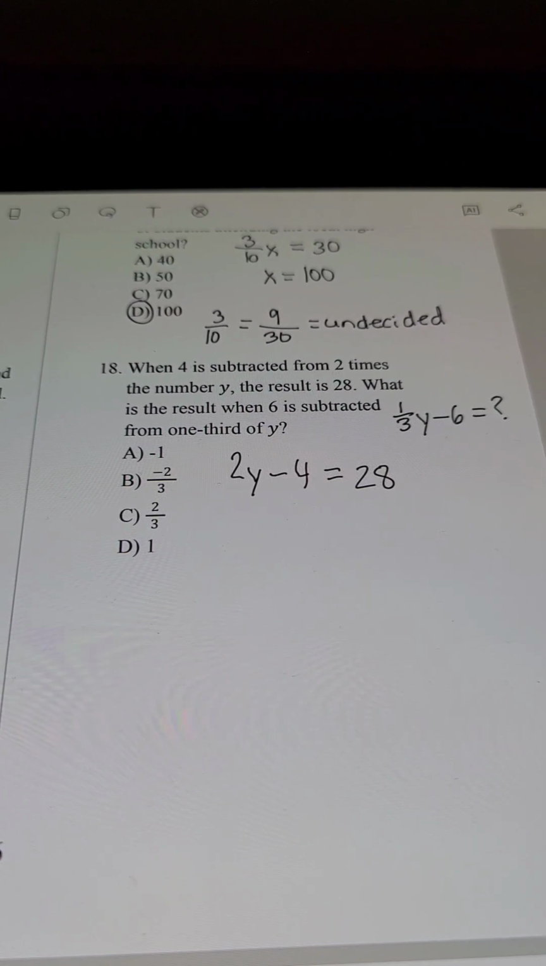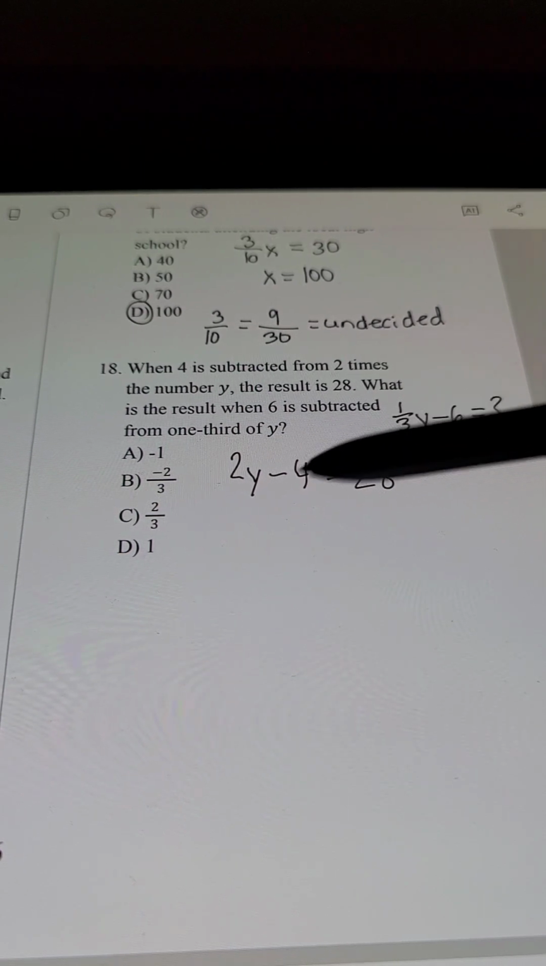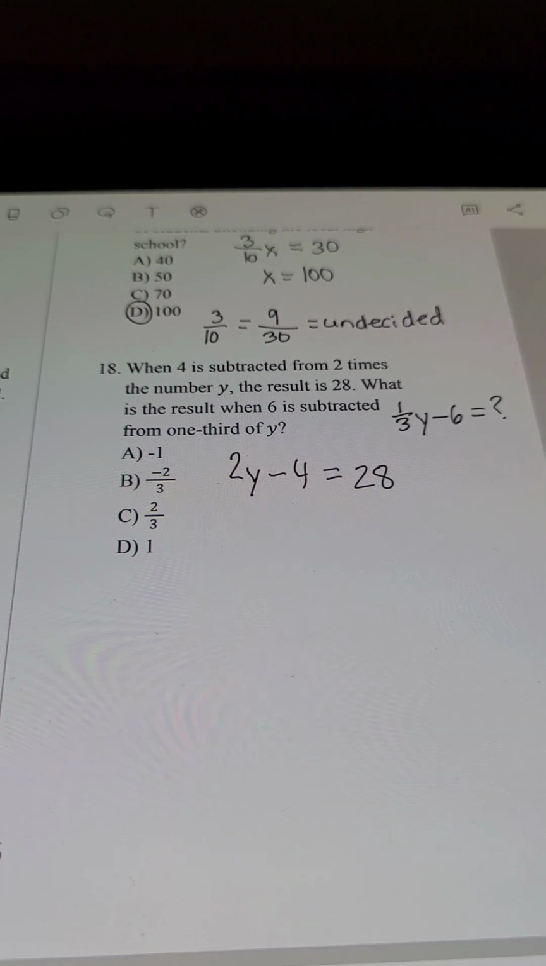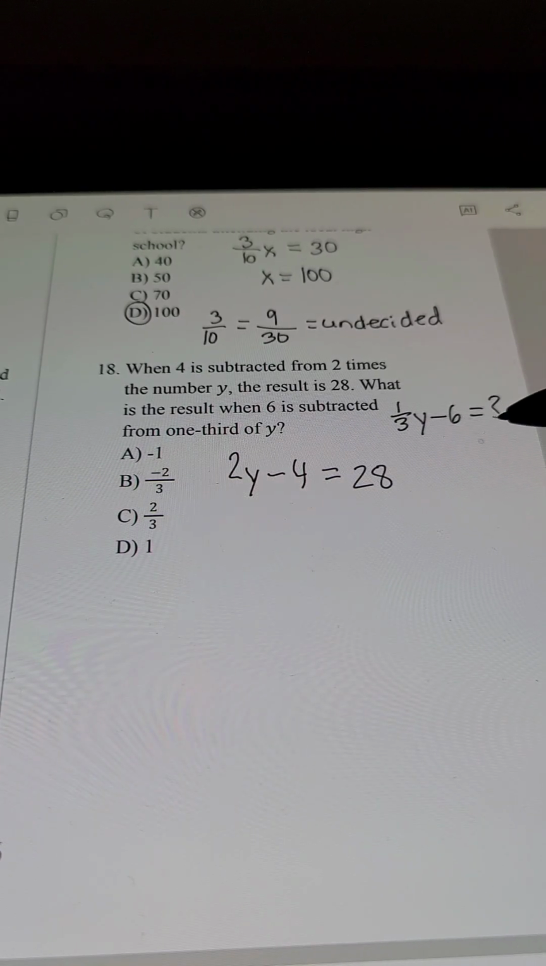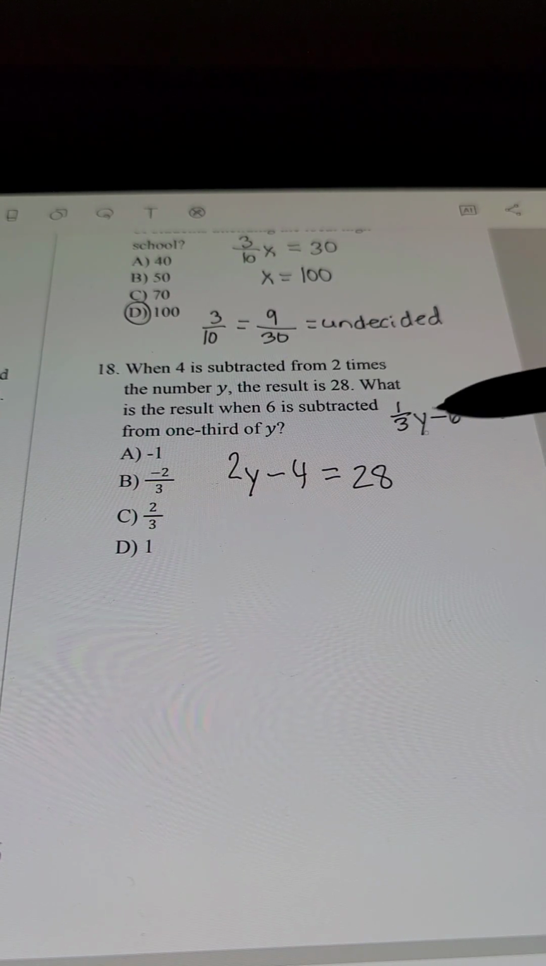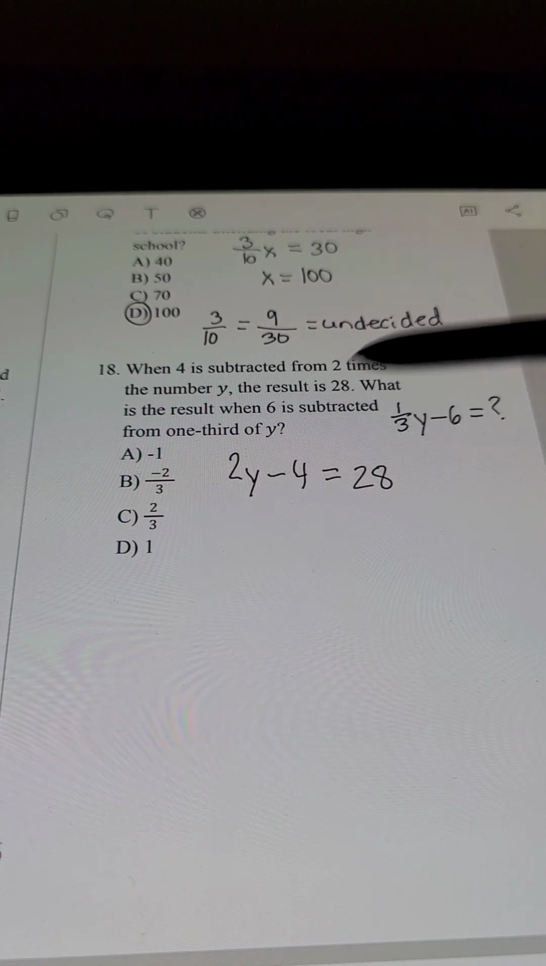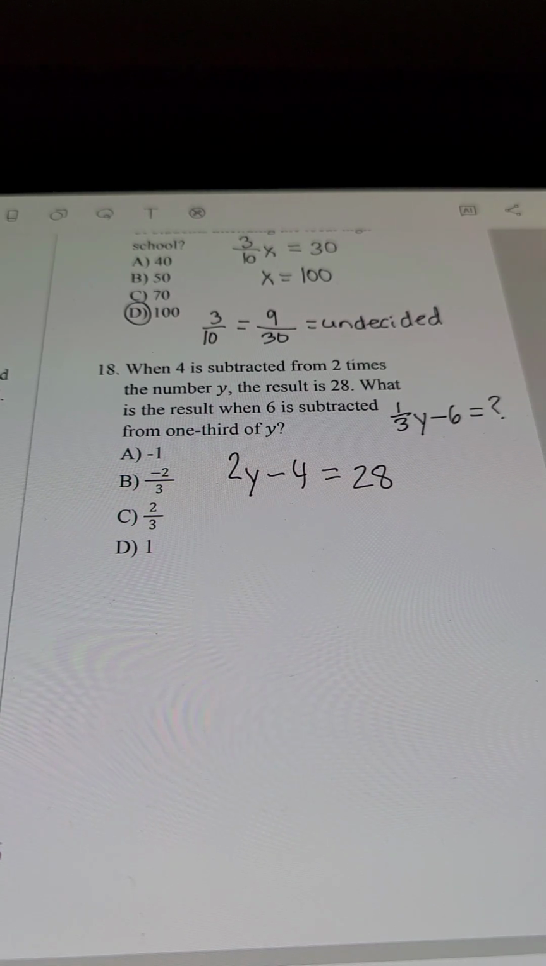So if we're writing out these situations as equations, 4 subtracted from 2 times the number y is 2y minus 4, and that equals the result 28. And then the question is asking what is 1/3 times y minus 6, essentially. So if we find y from this situation, we can then plug it in here to figure out what the answer to the question is.